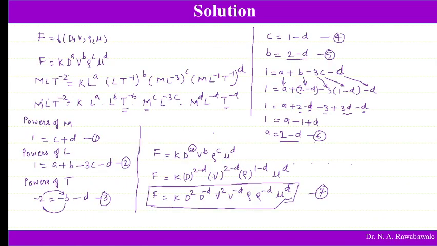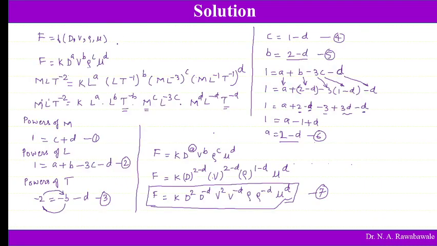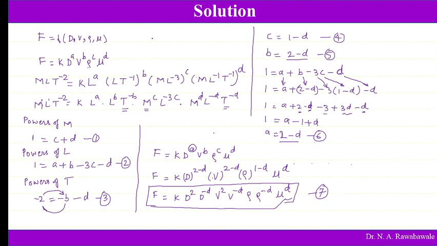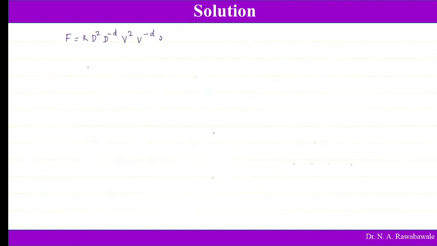F is equal to K D square D to the power of minus D, then V square V to the power of minus D, then rho rho to the power of minus D, then mu to the power of D.